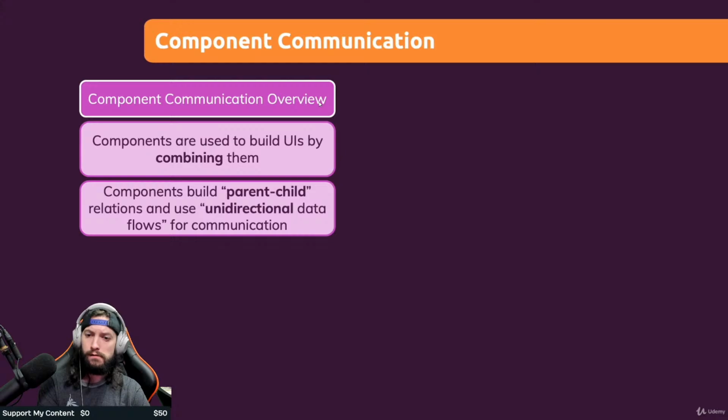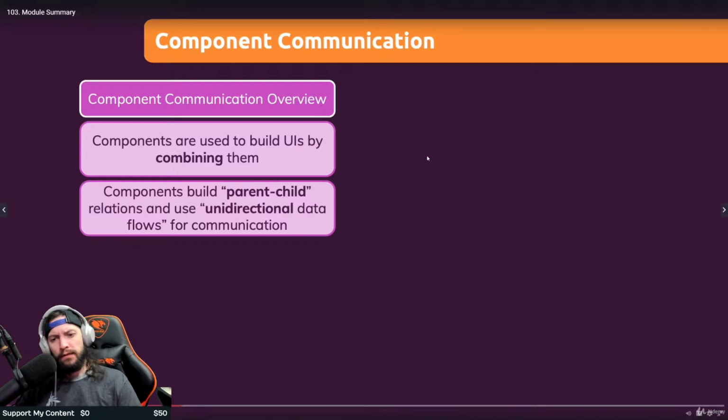If you use component B in the template of component A, then component A is a parent of component B, which would be the child in this case. And if you have a component C in the template of component B, C is a child of B and also kind of a child to component A. That is what I talked about throughout this module and what you saw in action as well.